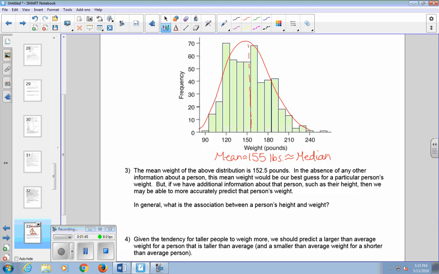So in general, what is the association between a person's height and weight? You don't have a scatter plot for this to look at, but just taking your knowledge of the two variables, we'd probably come to the conclusion that taller people tend to weigh more. Or the taller you are, the more you weigh. And this is the key word there: tend. I'm not guaranteeing it, we're just talking about the overall trend.